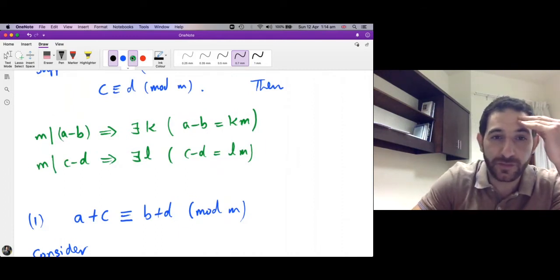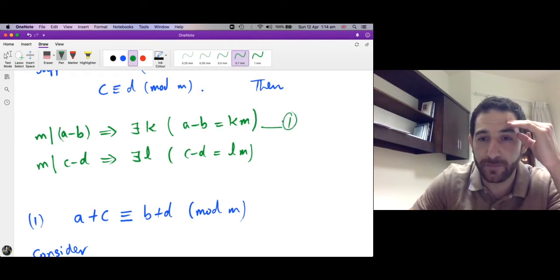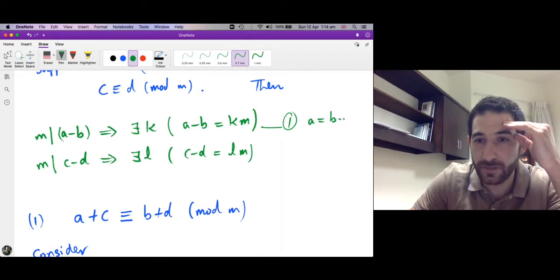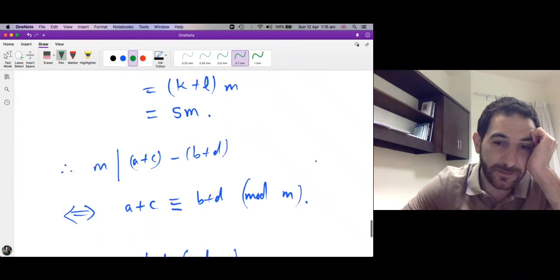Look, from equation number one, we know that A is equal to B plus Km. And from the second equation we know that C is equal to D plus Lm. Okay, so we will use these two equations.